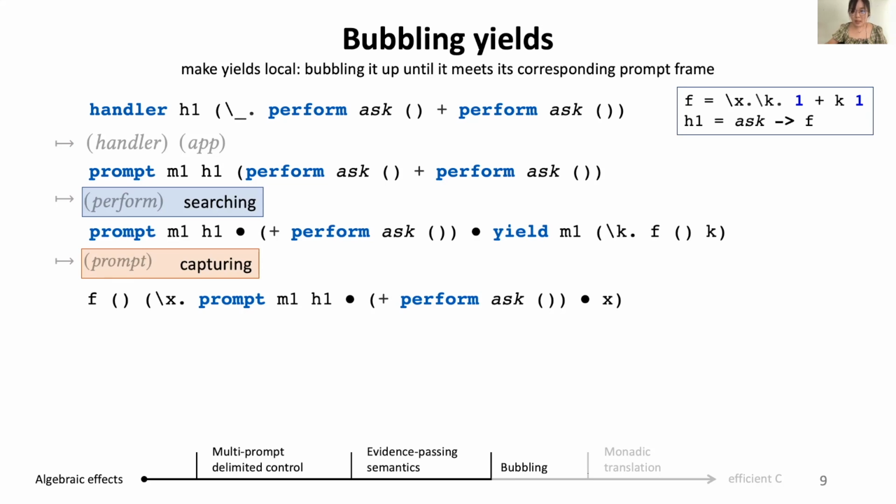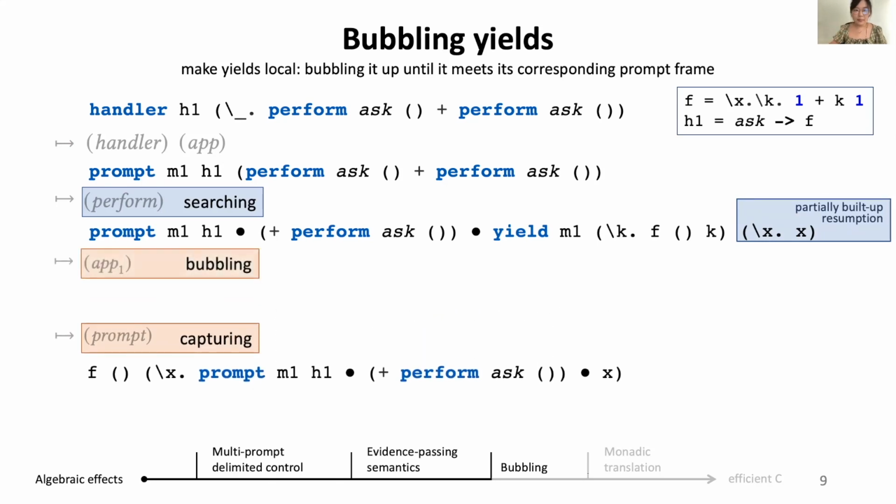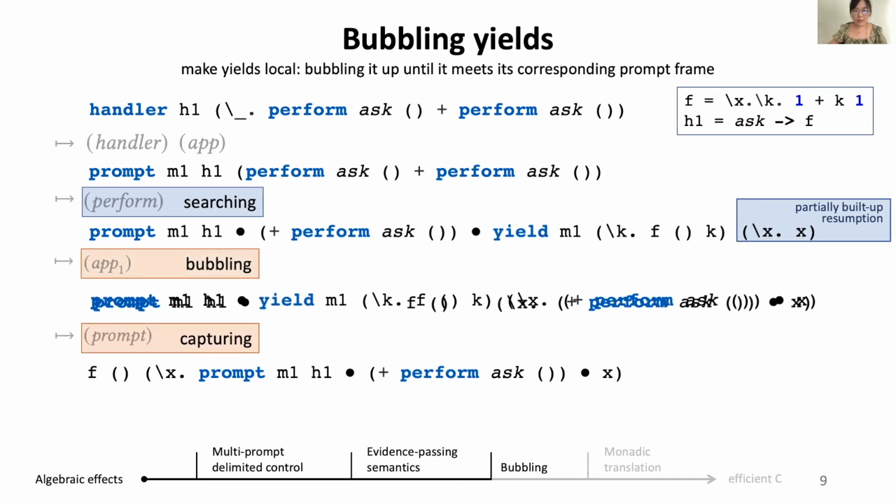When we are yielding, we keep the currently partially built up resumption as an extra argument to yield, starting from the identity function. We extend it with every frame one at a time until we meet the prompt where the resumption is now complete. Now with evidence passing semantics, we have made perform local, and with bubbling, we have made yields local. Since everything is local, it opens up a way to implement everything in a monad.